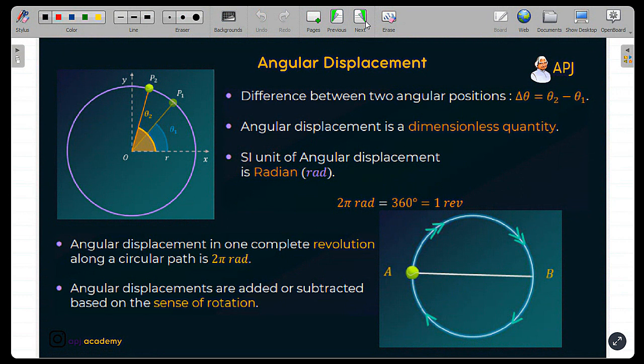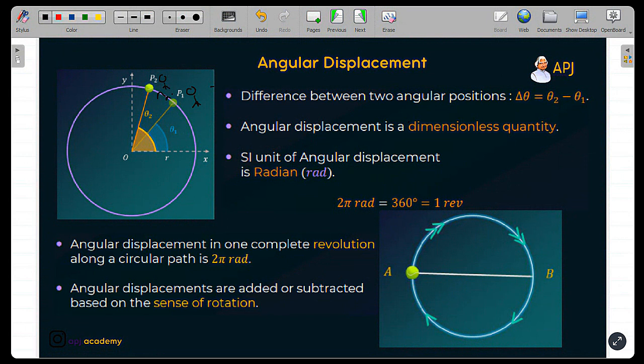But what do you have to understand? What do you have to pick up? इसमें से आपको क्या समझना है? Angular displacement होती क्या है? Suppose a person was standing at this point P1 and he started walking in forward direction and he has reached a point P2.